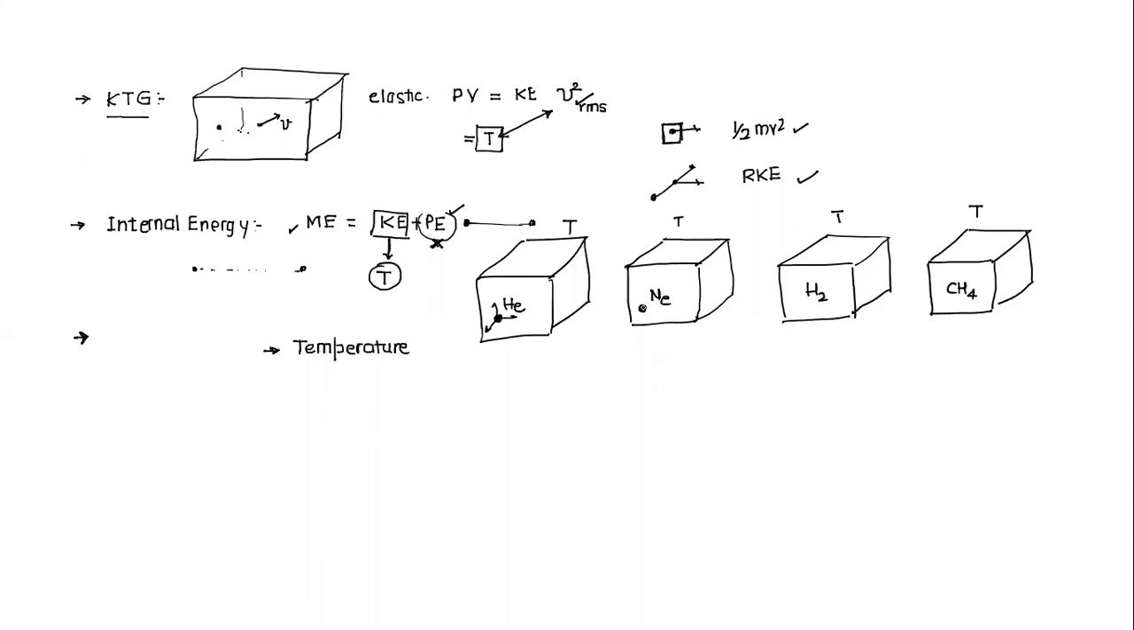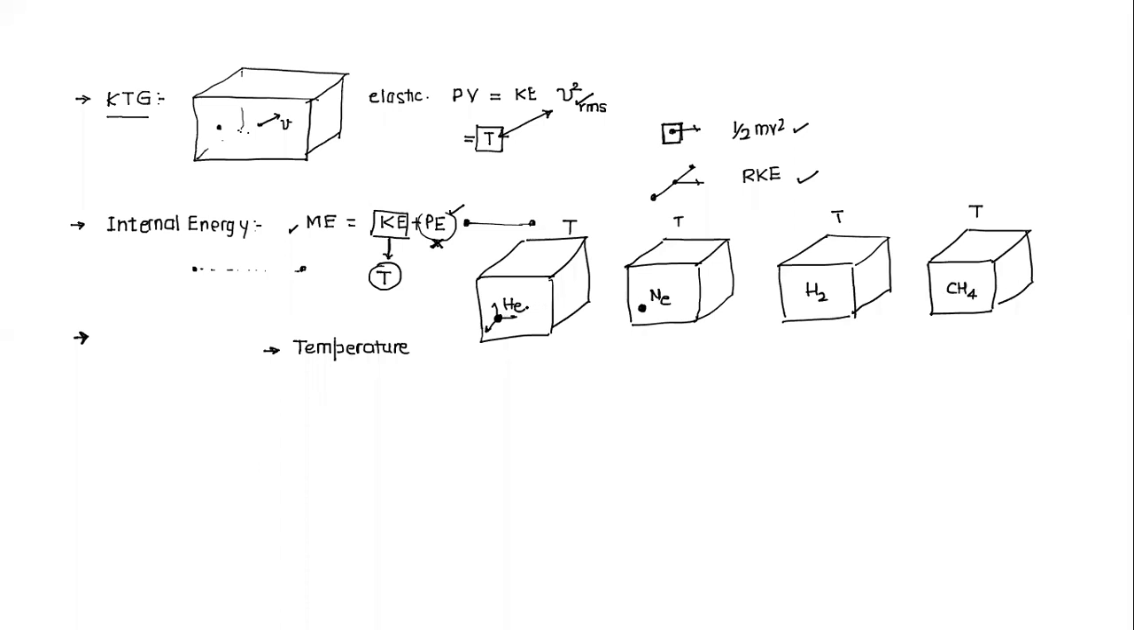But does it mean they'll move at the same speed? VRMS will not be the same. At a given temperature, both will have the same translational kinetic energy. In fact, if we compare the translational kinetic energy of all 4 of them, this monatomic, another monatomic but heavier, and the diatomic and polyatomic, all of them will have the same translational kinetic energy. That's what the equipartition of energy indicates.